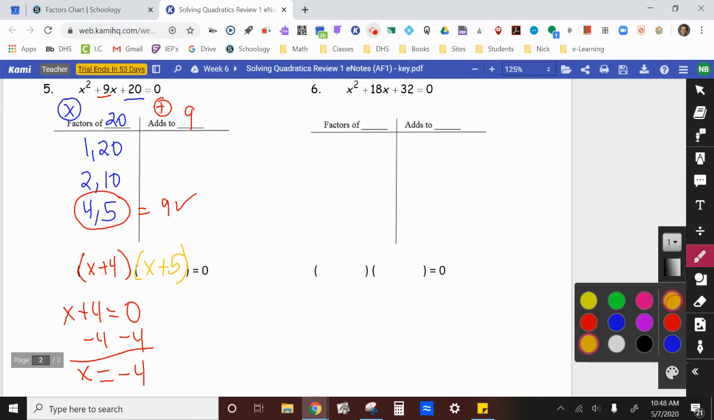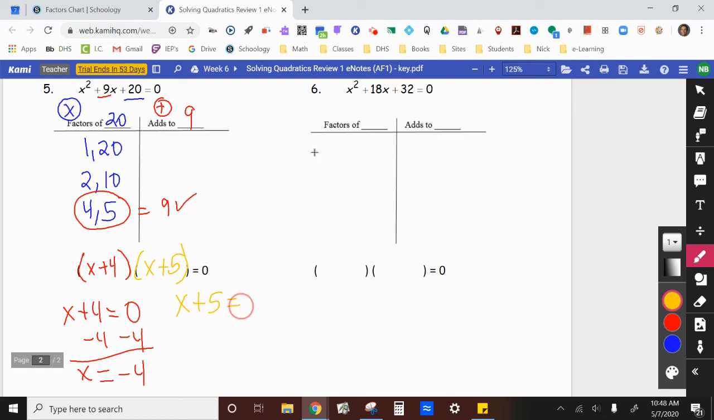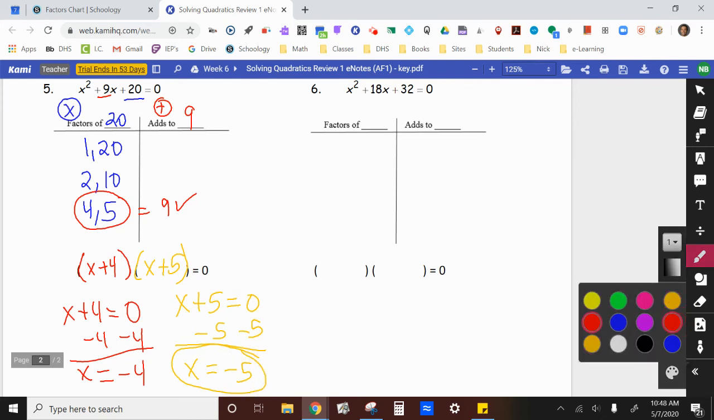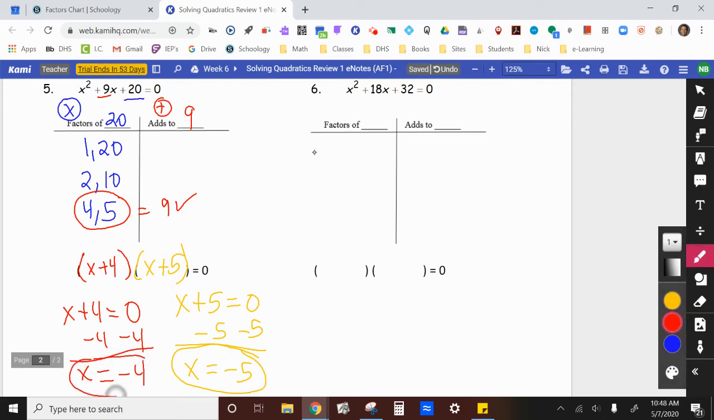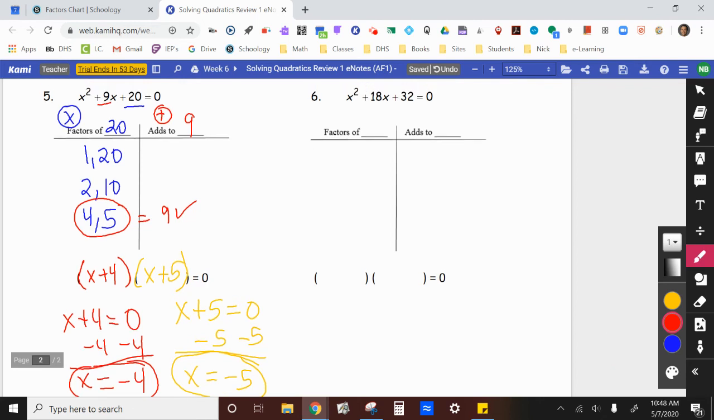Now we have to solve our other product. We say x plus 5 is equal to 0. We subtract 5 from both sides, and we get x is equal to -5. So those are my two solutions for example number 5. I want you to pause the video and try number 6 on your own. Work it all the way through, just like I did on example 5, and write down your two solutions for me.